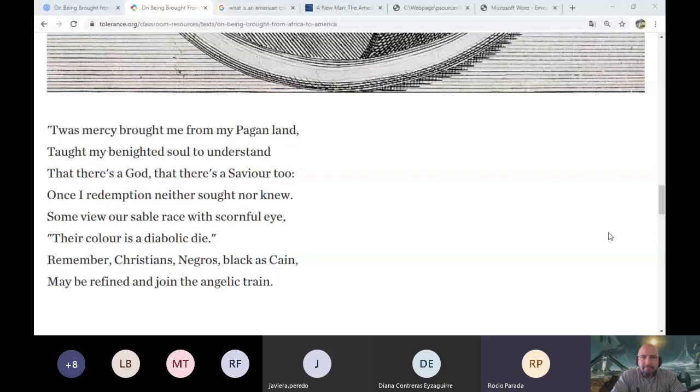Even though she knows that some people discriminate against her for her race, like saying that she's not worthy of the love of God because it says their color is a diabolic dye, she says that, remember, Christians and all of that may be refined and join the angelic train. So she confirms here that she's also worthy and able to become Christian, no matter her race, right? Yeah, absolutely. That's the final powerful message, right?